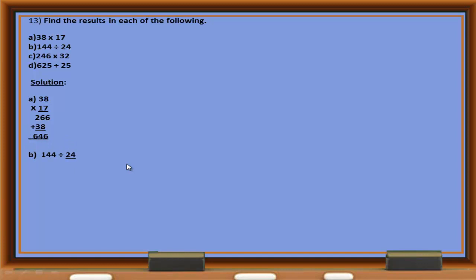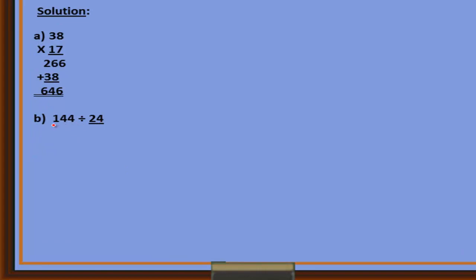144 divided by 24. 14 is not enough for 24. Therefore we take 144 divided by 24. Let us try it. 6 times 24. 6 times 4 is 24. We write 4 and we have 2. 6 times 2 is 12 plus 2 is 14. Therefore 0 and here 0 and here 0. Therefore the answer is 6.